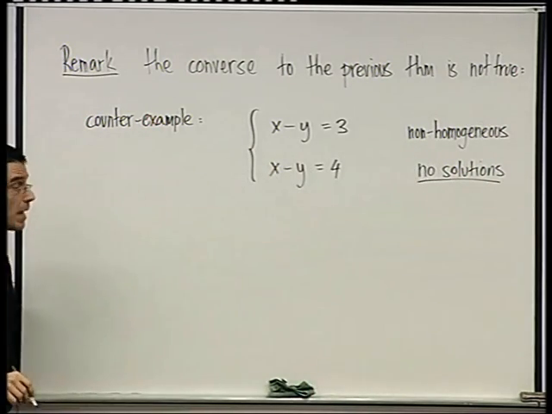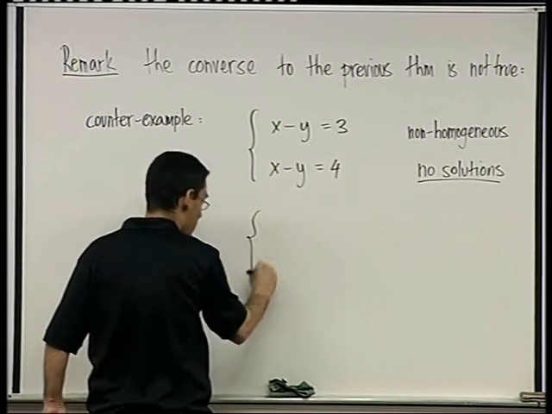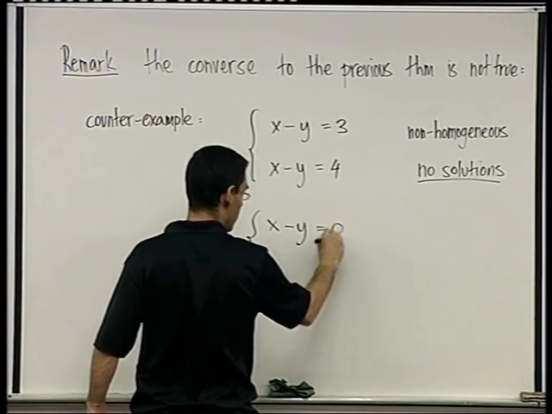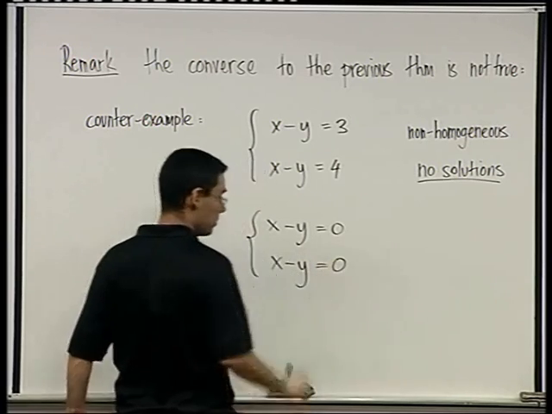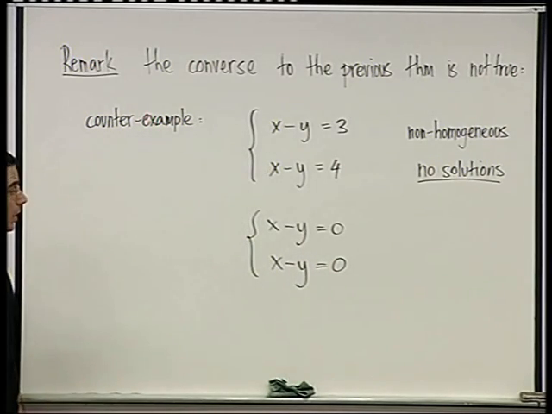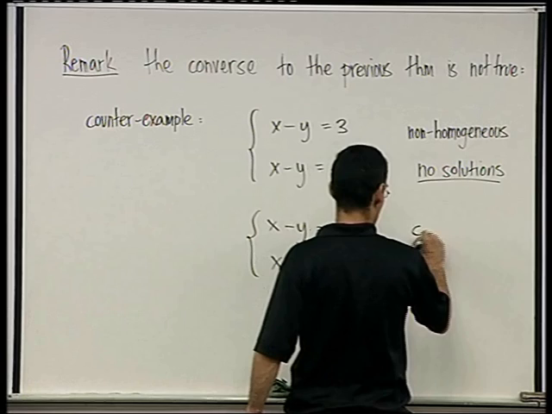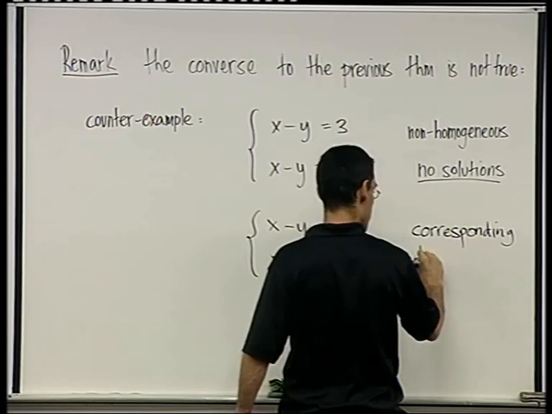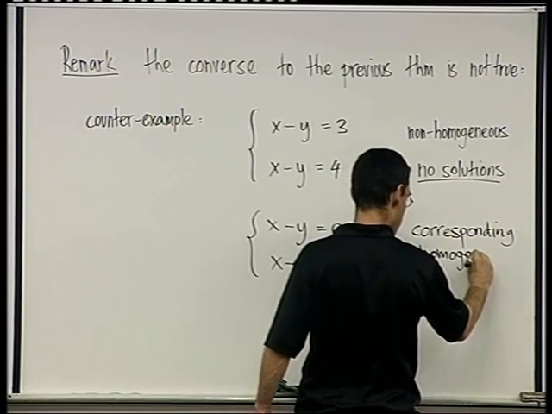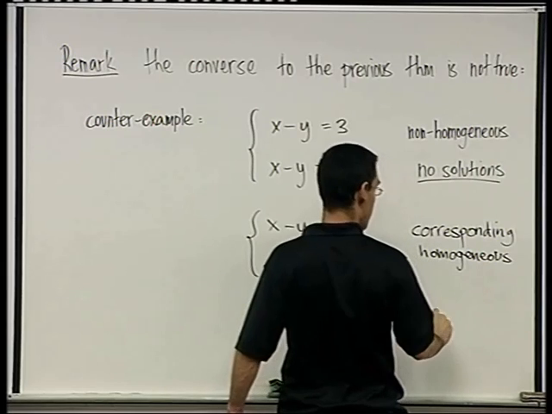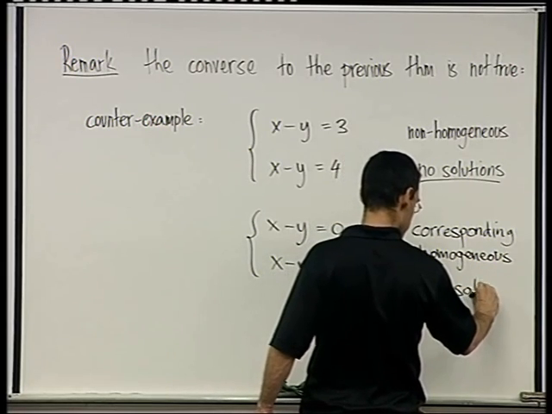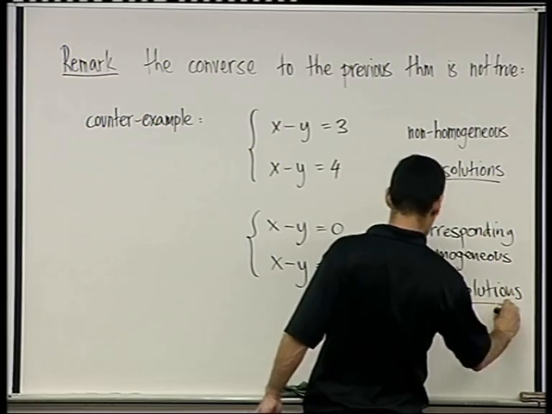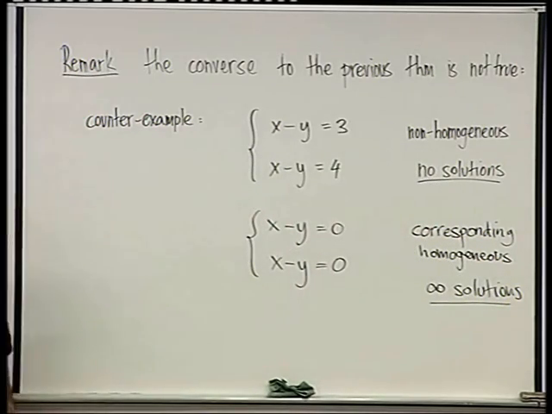Do you agree? But the corresponding homogeneous one would be x minus y equals 0 and x minus y equals 0. That's the corresponding homogeneous one. And it has a solution. In fact, it has infinitely many of those. Right? Any x equals y would solve this. Take x and y to have the same value and they would be a solution.